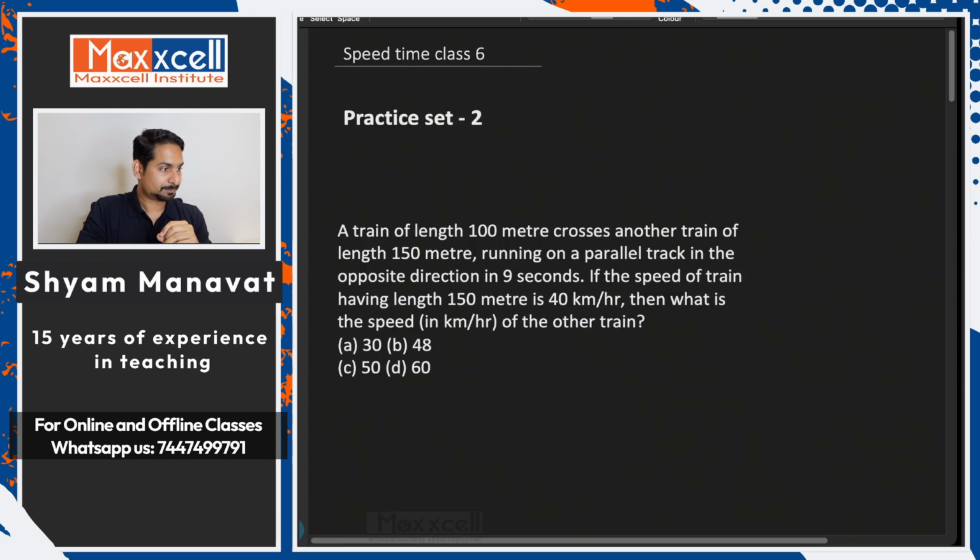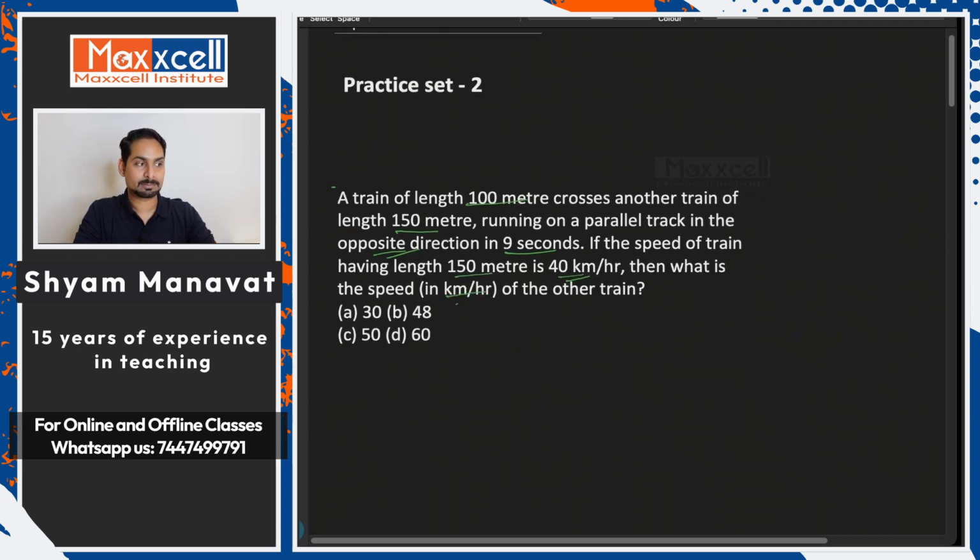Okay, let's solve this. The question says a train of length 100 meters crosses another train of 150 meters running on a parallel track in opposite direction in 9 seconds. Opposite direction, fine. If the speed of the train having length 150 meters is 40 km per hour, then what is the speed of the other train in kilometers per hour?